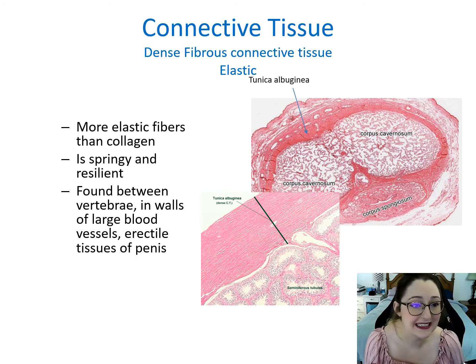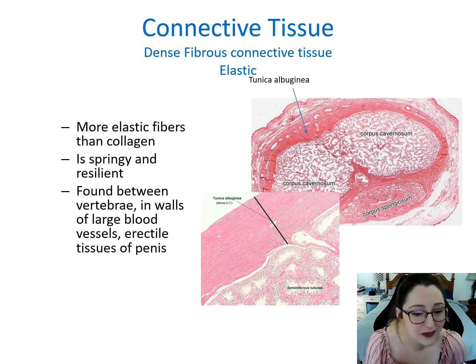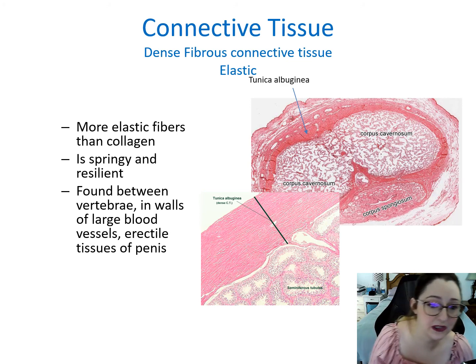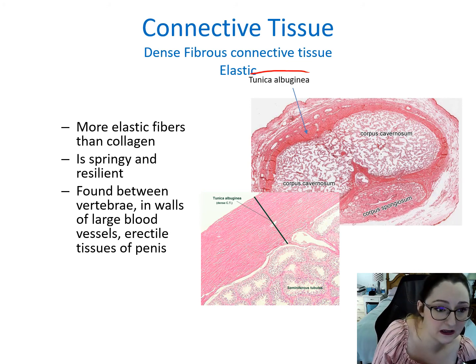Next up is elastic dense fibrous connective tissue. It is more elastic fibers than collagen, so it's going to allow for the structure that it makes up to stretch. It's springy and resilient. It's found between your vertebrae, in the walls of large blood vessels, and I think the most interesting, it is located in the erectile tissue of the penis, which is called the tunica albuginea.